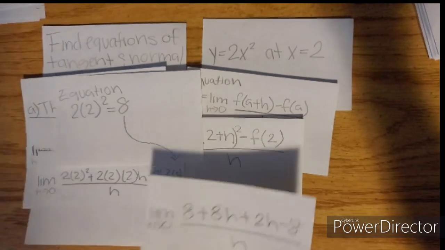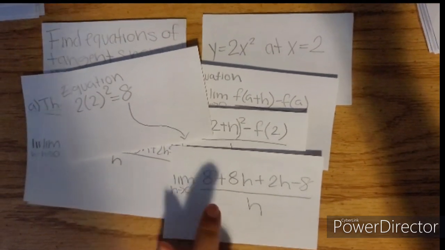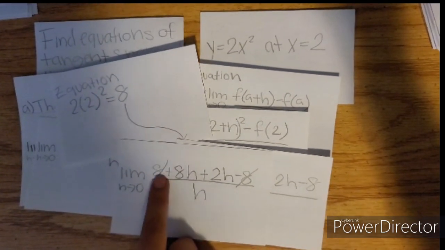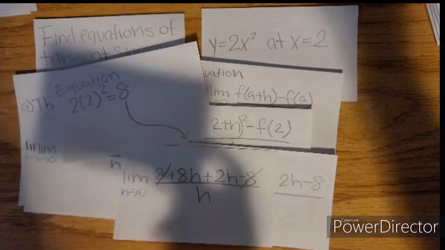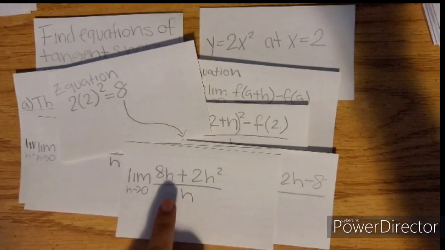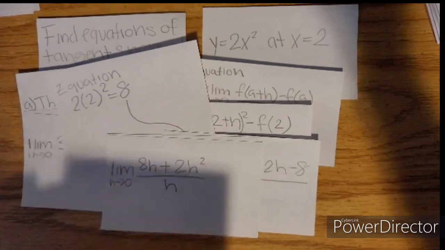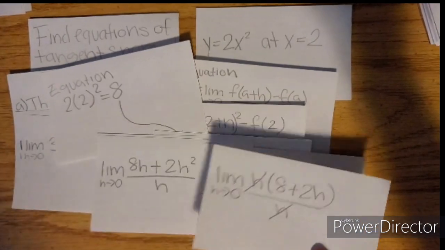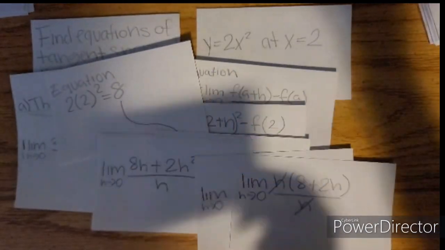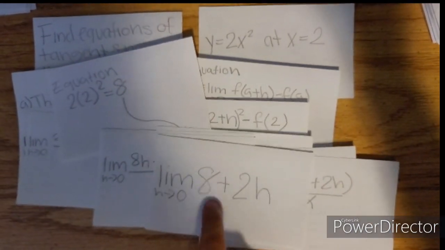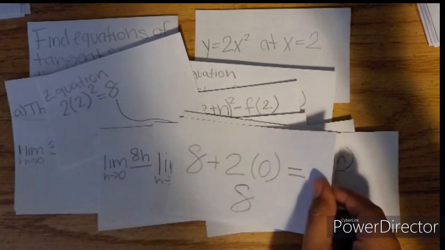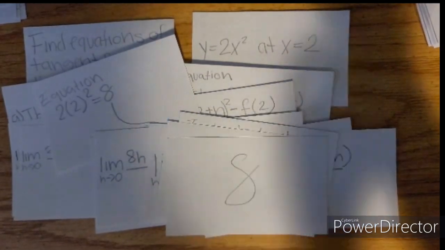This will then simplify to this equation. It will equal this. Then we have to cancel out the 8, which will be this. Then we will be left with 8h plus 2h squared over h. Now we have to cancel out the h, which will give us this. Then after that, we will be left with limit 8 plus 2h. Now we have to plug in 0 for h, which will give us 8.